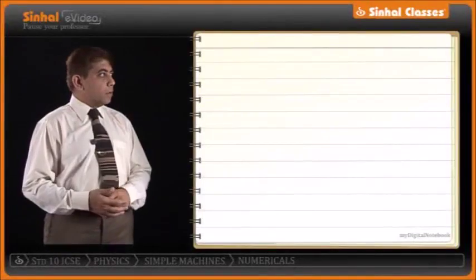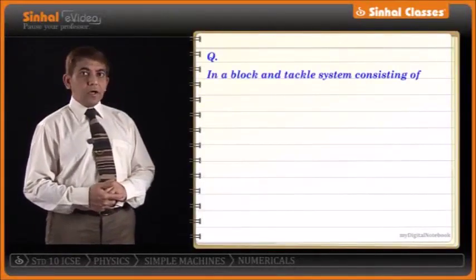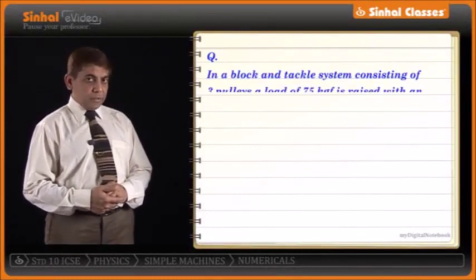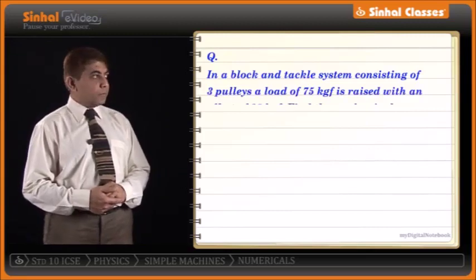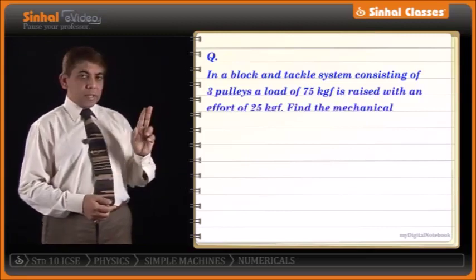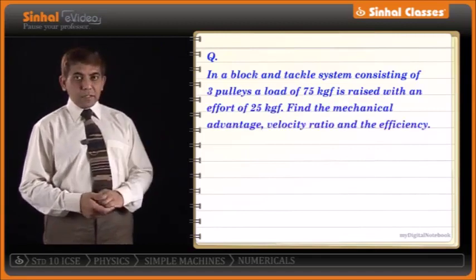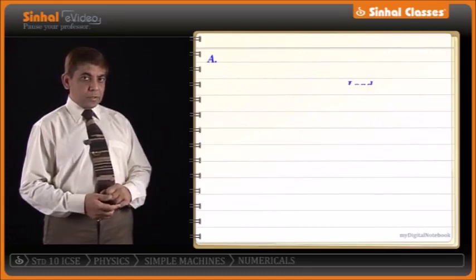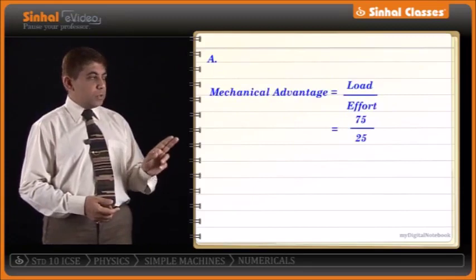How about this one? In a block and tackle system of pulleys consisting of 3 pulleys, we have the load of 75 kgf that is raised by an effort of 25 kgf. You are asked to find out the mechanical advantage, the velocity ratio and the efficiency. Mechanical advantage is load upon effort, which is 75 upon 25 equal to 3.